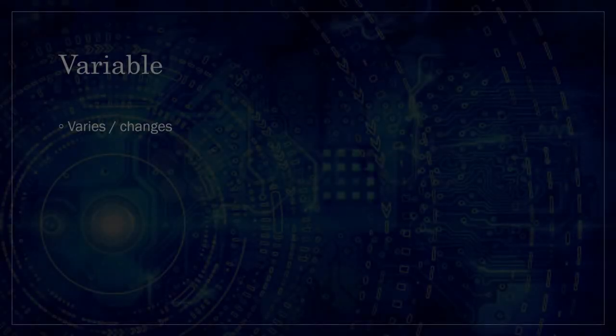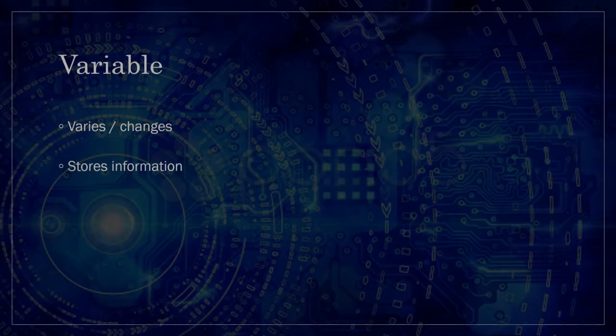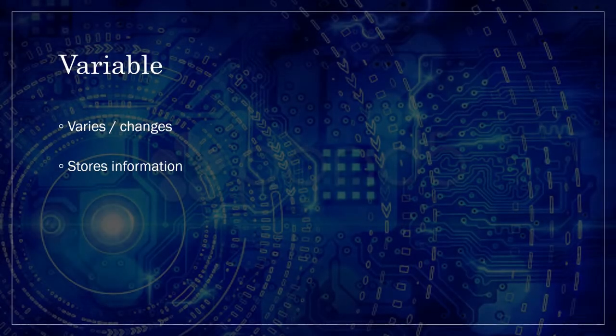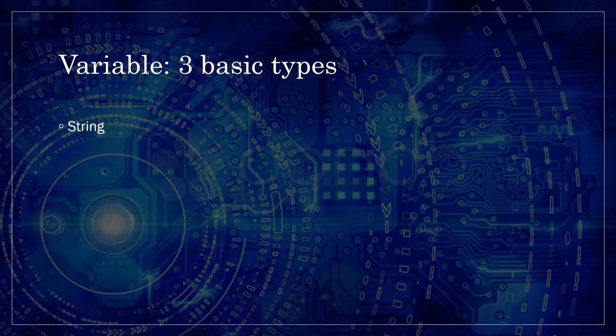Today's lesson will be on variables. So what exactly is a variable? Well, simply put, a variable is something that varies or changes. In programming, variables are used to store information, and then they can be referred back to and used throughout your program. We will be learning about three basic types of variables: strings, integers, and floats.